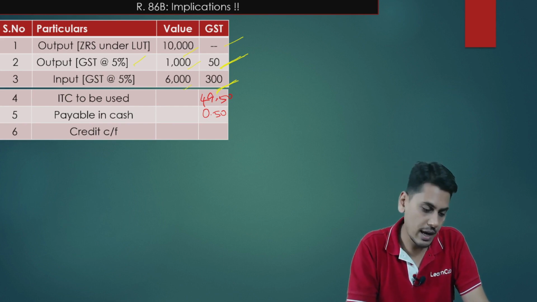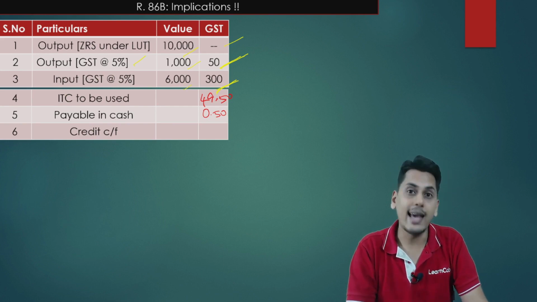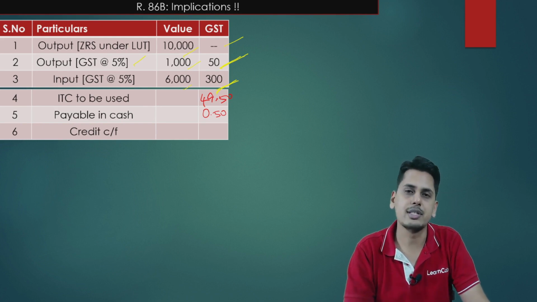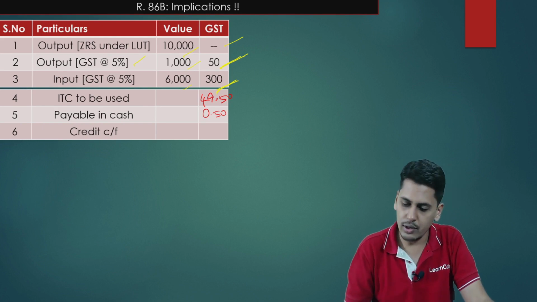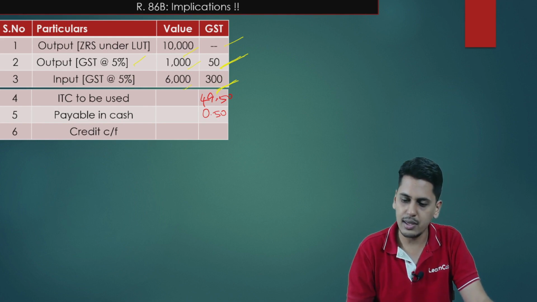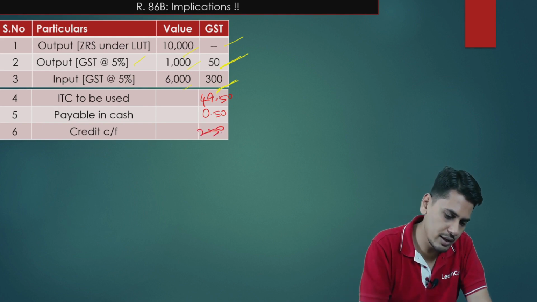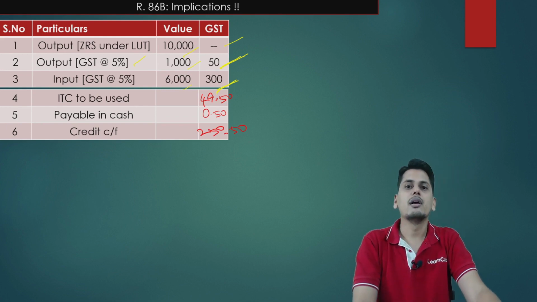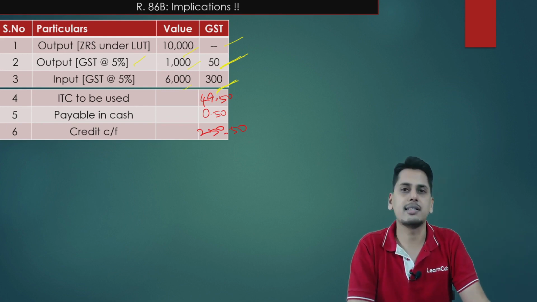electronic cash ledger. And friends, what is going to be the ITC carry forward after this calculation happens? ITC carry forward is going to be, you have 300 minus 49.5 is being used, so it is 250 rupees and 50 paise. Now friends, this is the applicability of 86B.